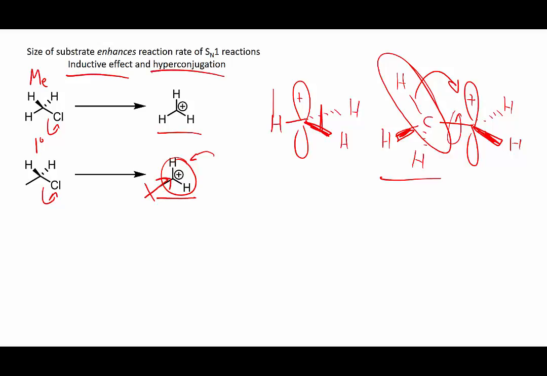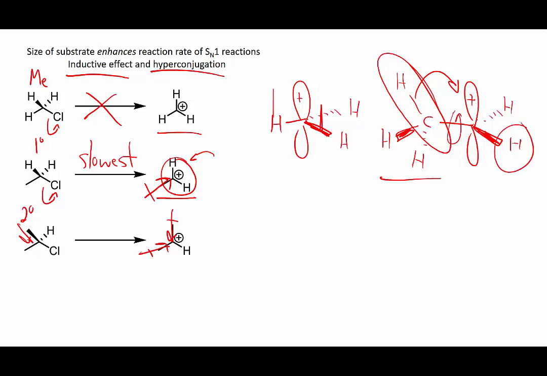So a methyl chloride will basically never proceed through an SN1 pathway. A primary alkyl chloride will be the slowest. As we increase to a secondary substrate, we have two methyl groups which can donate electron density to our carbocation, and instead of a hydrogen here, we have another methyl group with another CH bond that can hyperconjugate with the carbocation. This will be faster.